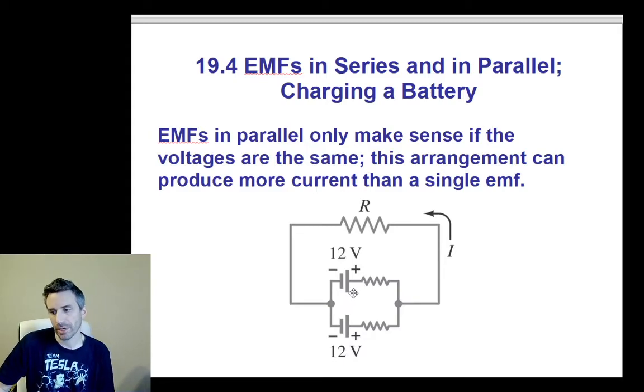Now what about in parallel? These are batteries in parallel. Notice how these are also the same voltage. In this case, you are not increasing the voltage of the system. Instead, the voltage of the system is 12 volts, which is the same as the voltage of each individual battery. But in this case, you are allowing the system to run for a longer period of time. You are increasing the available amperage for whatever this device is, this resistor.